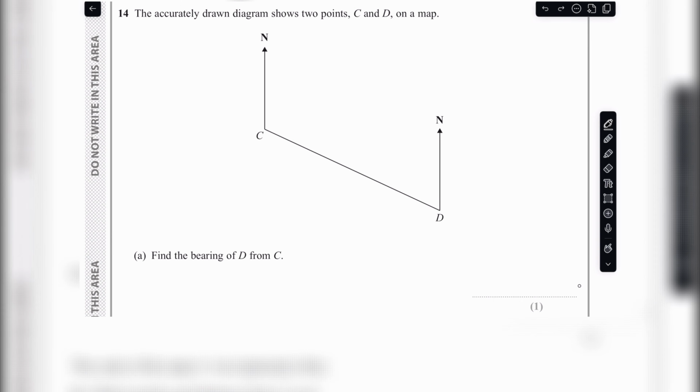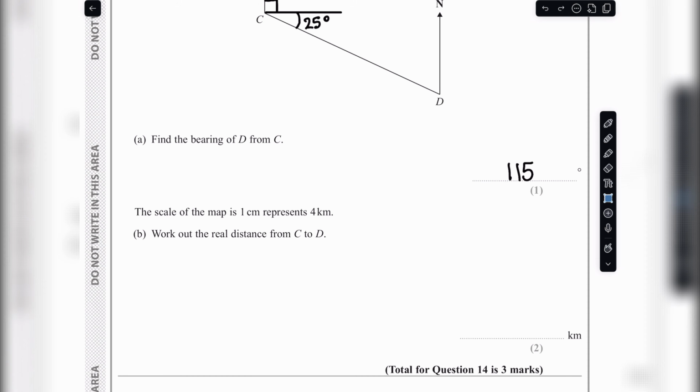In question 14, we are told that the accurately drawn diagram shows the 2 points C and D on a map. In the first part of this question, we are told to find the bearing of D from C. So given as the bearing is from C, we need to start at the point C and get to the point D. So if I draw a straight horizontal line from the point C, I can mark this angle here as 90 degrees. And the angle that we need to work out is this angle here. And once we evaluate this angle, we can add this value onto 90 degrees to get our final answer. And when you use your protractor to measure this angle, you should get 25 degrees as your answer. So 90 plus 25 is 115 degrees.